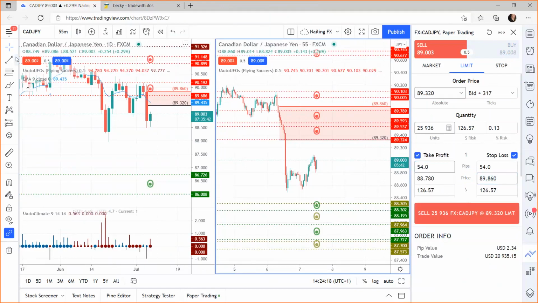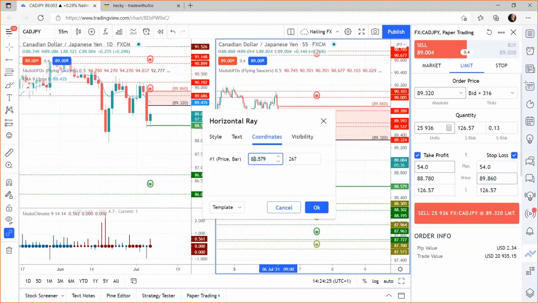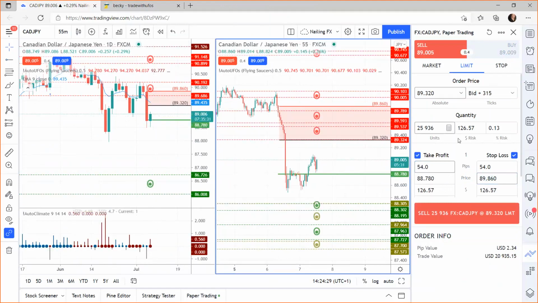So again, I'm just going to use a drawing tool here just to put this on the chart, make it easy for you guys to see where it is. It's 88.78. That's going to be our first target. Really, really easy. Now, what I'm going to do is I'm going to put $50 of risk on this target and $50 of risk on the second target. So overall, the trade would be $100 worth of risk.